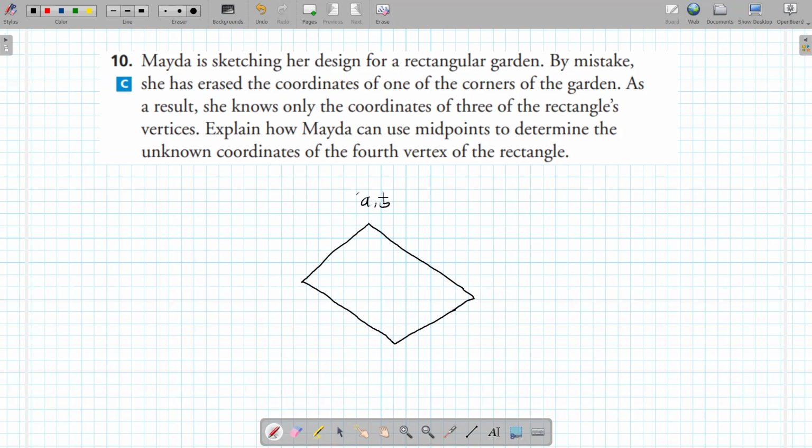So this is AB, CD, EF, GH. Let's say this we don't know. If we knew every other coordinate, how can we find GH? I think that's the question. We can find this midpoint, right? We can find this midpoint. Those are the only 2 midpoints that we can find.